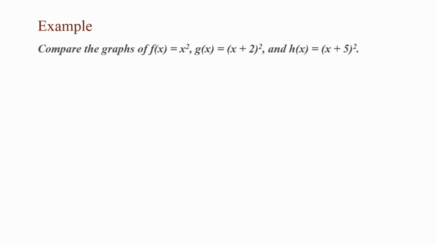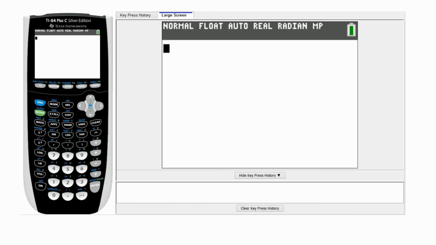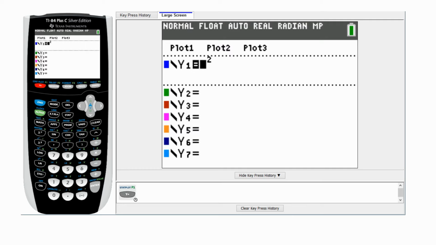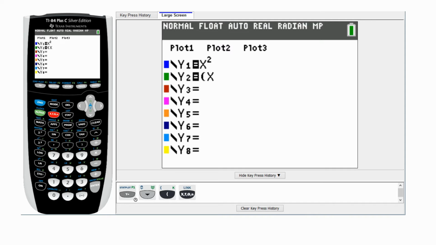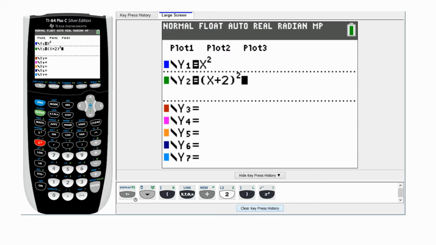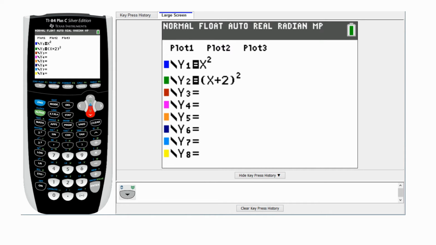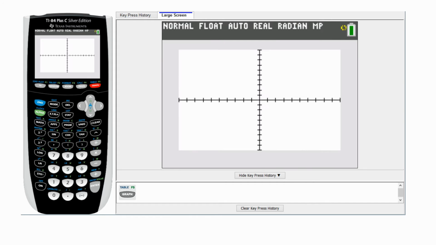In this example, compare the graphs of f(x) = x², g(x) = (x + 2)², h(x) = (x + 5)². On our calculator, we return to y equals. My y1 is x². For y2, (x + 2)², down to y3, (x + 5)². And now we want to graph.